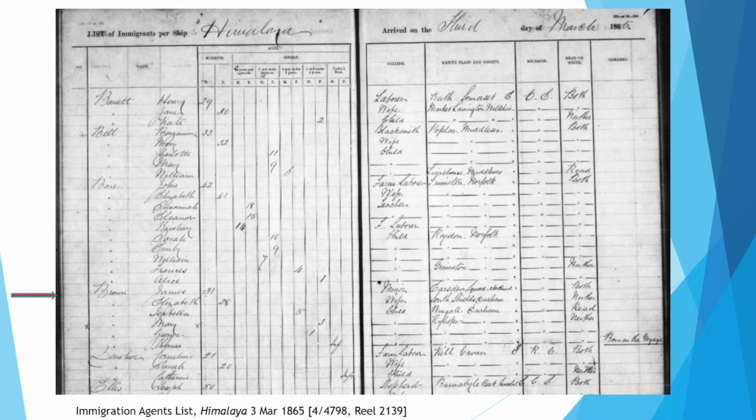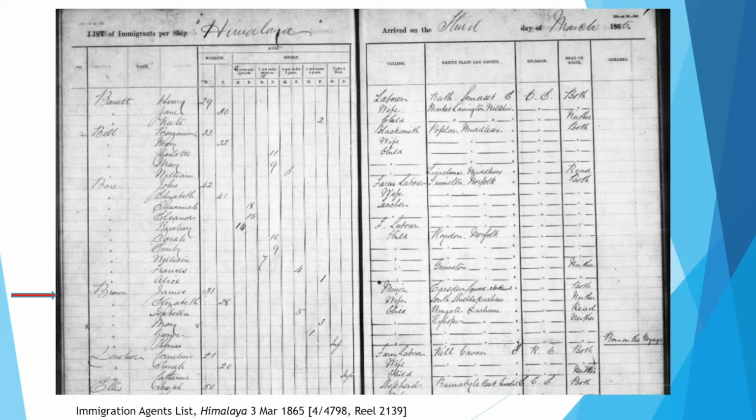So we can see that James Brown has arrived with his family, his wife Elizabeth, and then his children. If you look at the last little child, Thomas, and look across, little Thomas was actually born on the voyage out here. So on this list, you get their age, their calling, so James is a miner, their native place and county, their religion, and whether they could read or write.